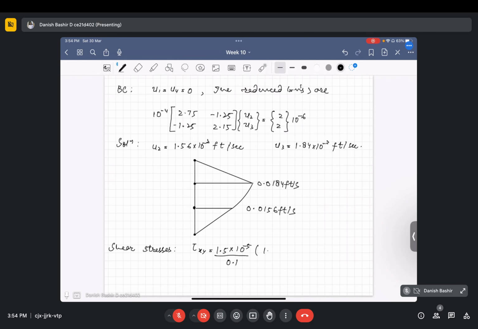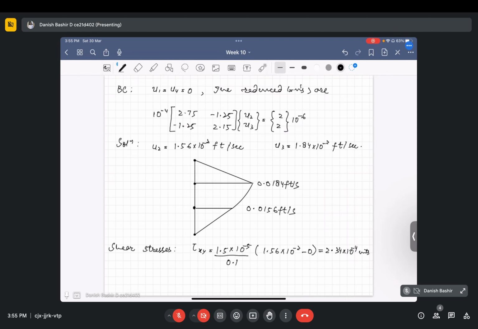Into 1.56 into 10 power minus 2 minus 0. This is equal to 2.34 into 10 power minus 4 units. Okay.